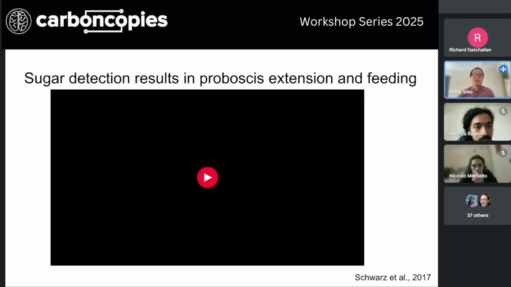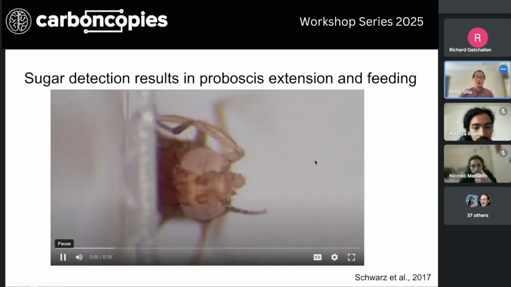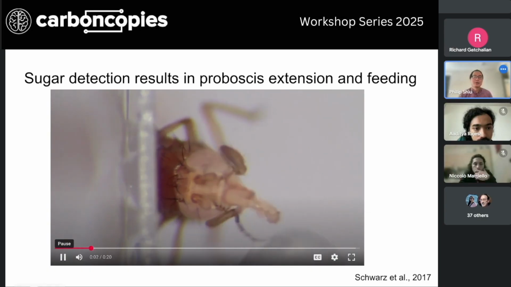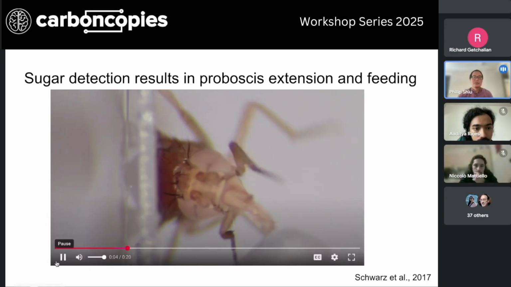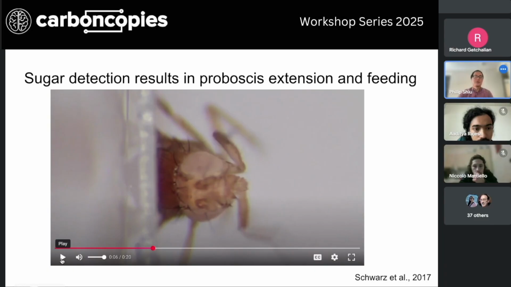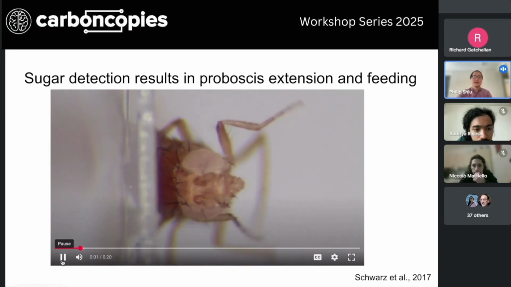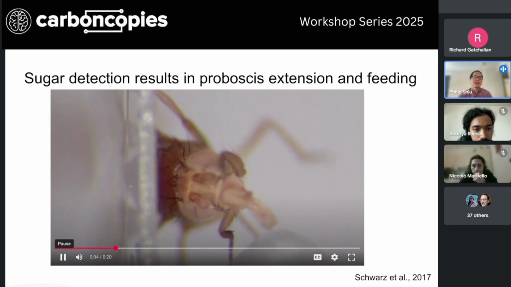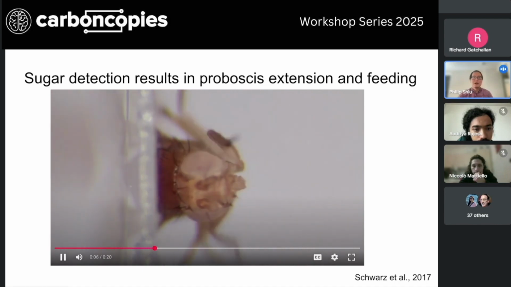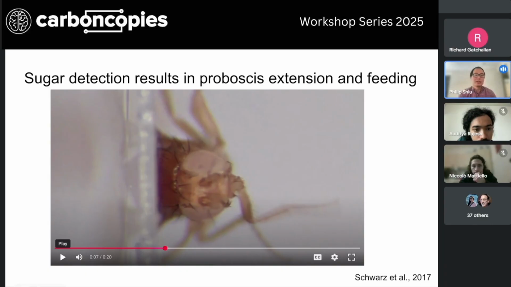So we focused on a particular behavior called proboscis extension. Flies have taste receptors on both their legs and the proboscis, and if you present sugar to a hungry fly, if you touch either the proboscis or the legs, the fly will extend its proboscis and eat. Basically, sugar detection results in proboscis extension and feeding.